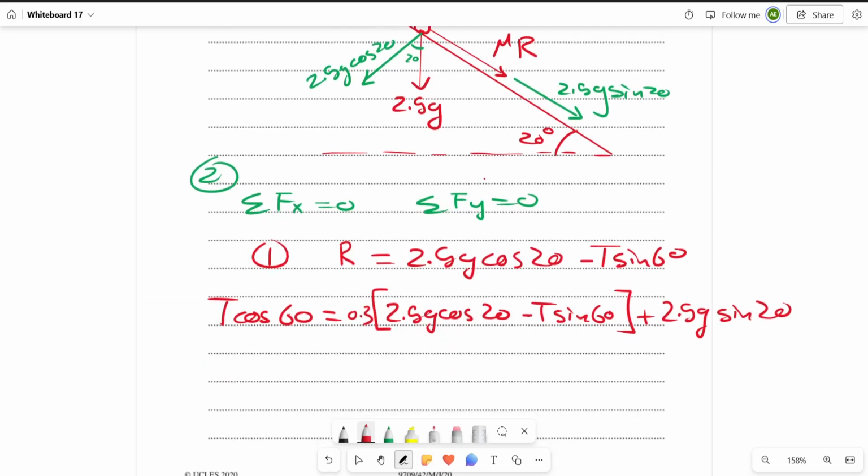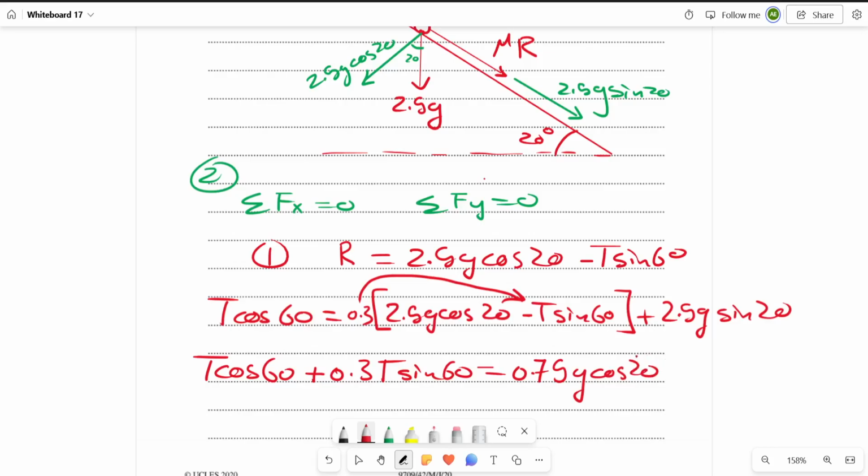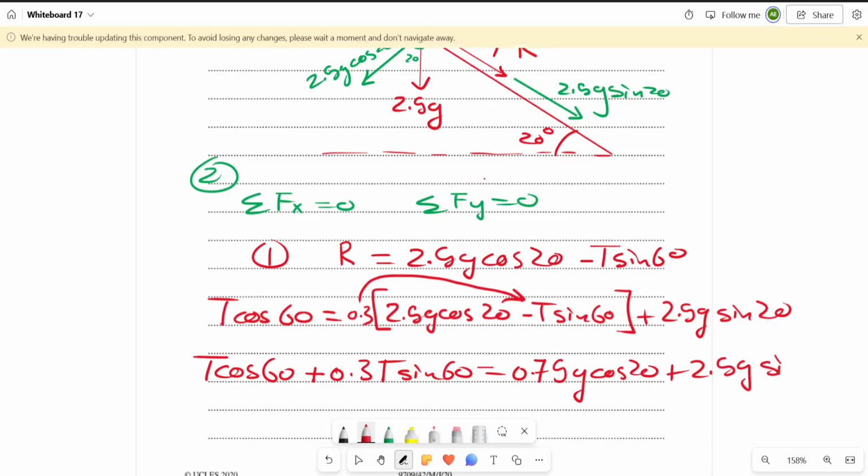Let me multiply. So I'm going to have T cosine 60, and then I'm going to multiply this 0.3 to this negative T sine 60, which is going to be negative T times 0.3 times sine 60. Moving it to the left is going to be plus 0.3 T sine 60 equals, I'm going to have this 0.3 times 2.5 g cosine 20. So 0.3 times 2.5 is basically 0.75 g cosine 20. And then I have this term over here, plus 2.5 g sine 20.